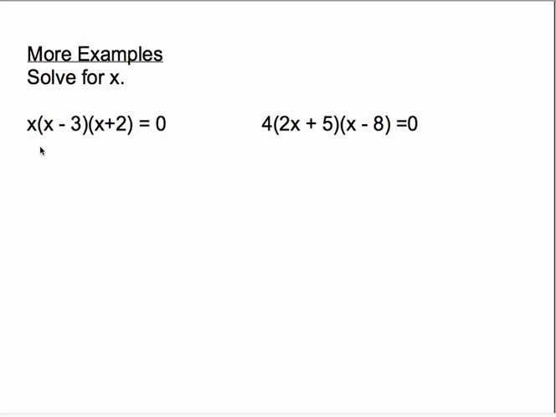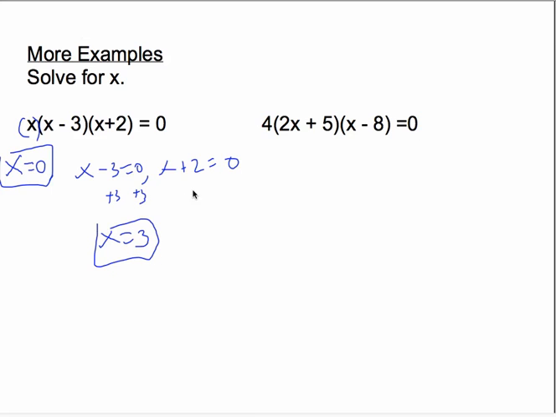Next example, we have 3 things multiplied to give you 0. Okay, so one of those 3 things has to be equal to 0. So x equals 0, or x minus 3 equals 0, or x plus 2 equals 0, and we'll get 3 solutions. So x equals 0, and x equals 3, and x equals negative 2.